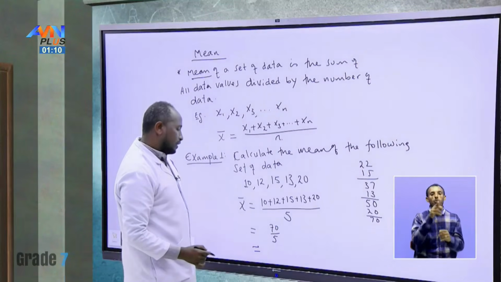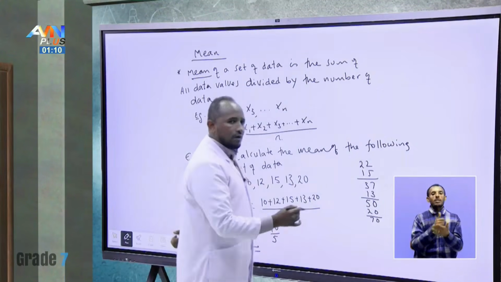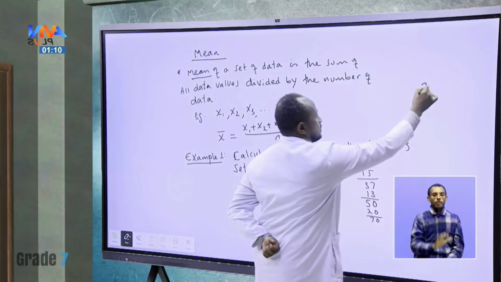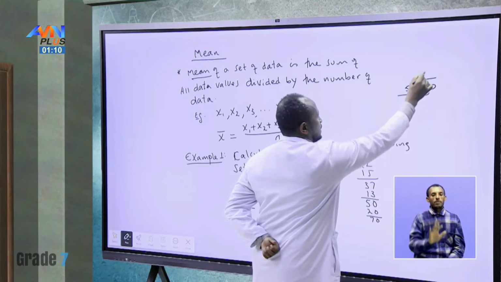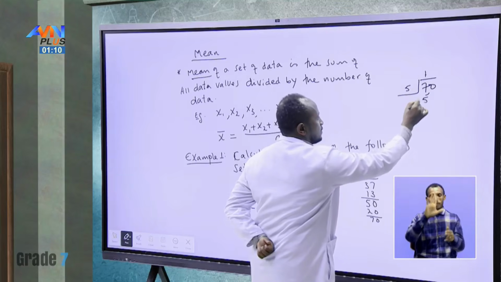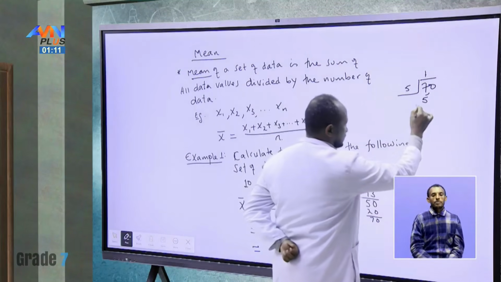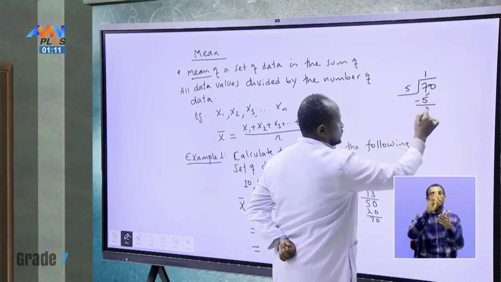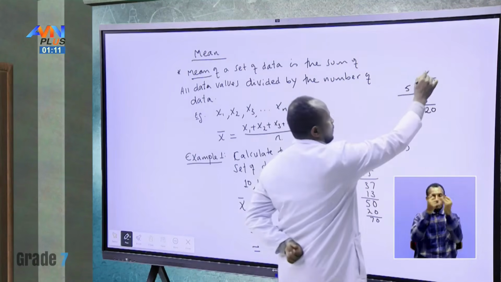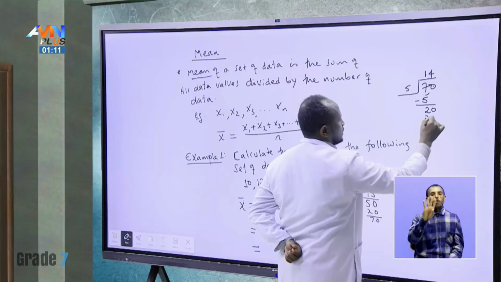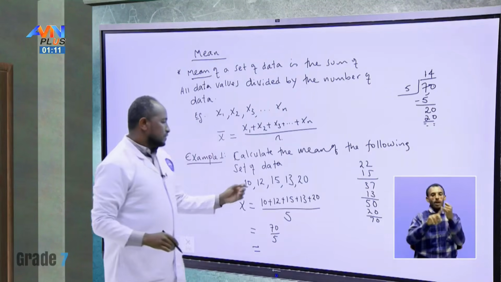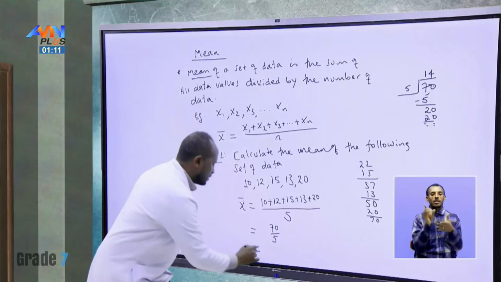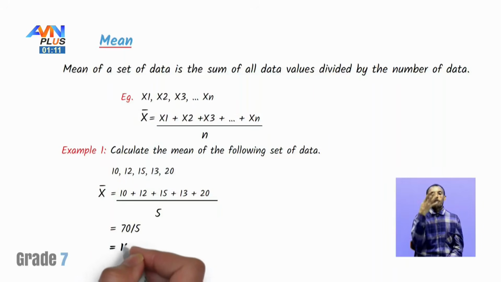So let's divide 70 by 5. 1 times 5 is 5. Subtract this: 7 minus 5 is 2. Just put 0 here. 20 divided by 5 is 4. 4 times 5 is 20. Therefore, the final answer, or the mean of this data set, is 14. This will be the answer.